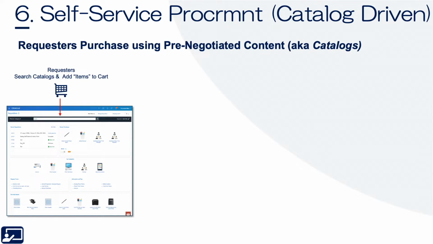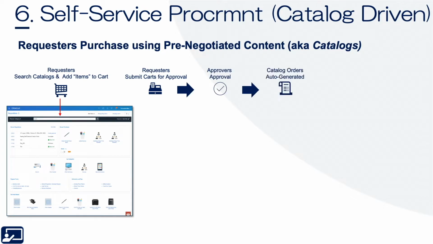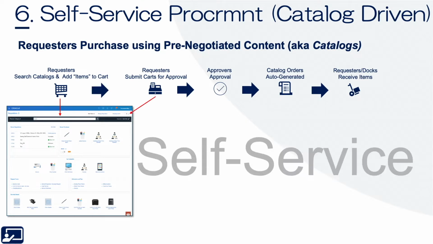But anyway, requesters search ubiquitously through all of that pre-negotiated content, and where possible, they add items to cart. They then submit those carts for approval. Approvers approve. Catalog orders are generated, assuming some level of previous contract and agreement. And then the items are sent, and requesters or docs receive those items. This is referred to as self-service.